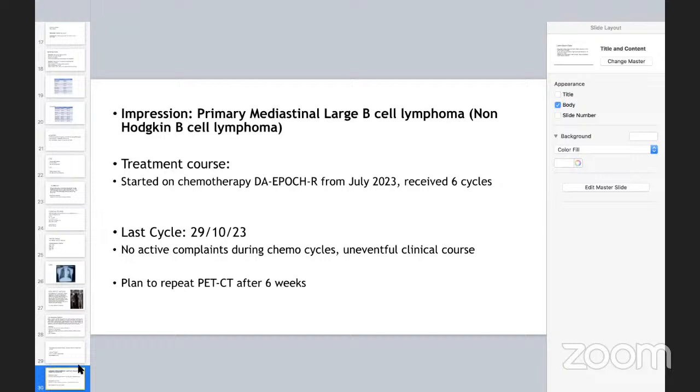This child was started on chemotherapy, dose-adjusted EPOCH-R from July 2023. 6 cycles were done. The last cycle was finished on 29th of October 2023. No active complaints were present in the child during these chemo cycles, and it was an uneventful clinical course. There was a plan to repeat a PET-CT after 6 weeks of completion of the course. So after this, the PET-CT was repeated.